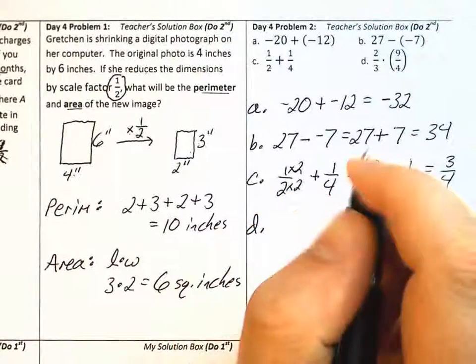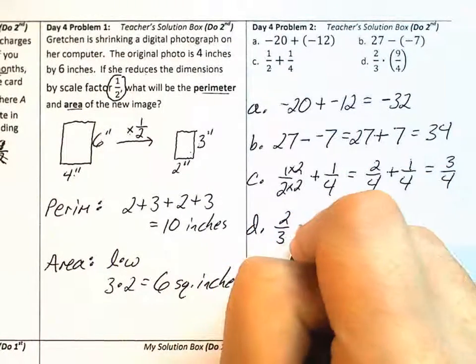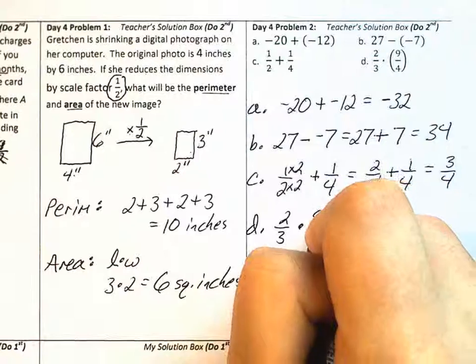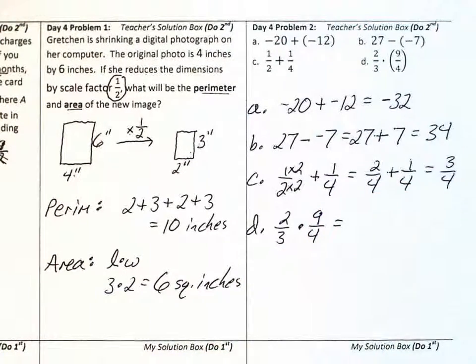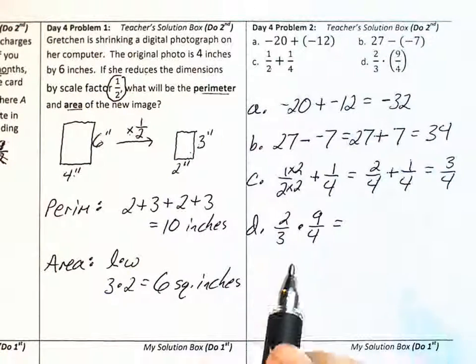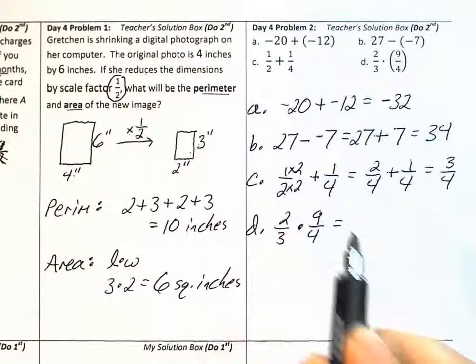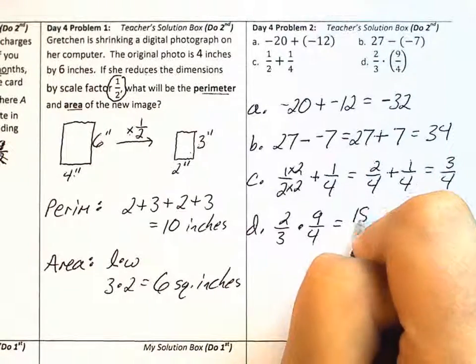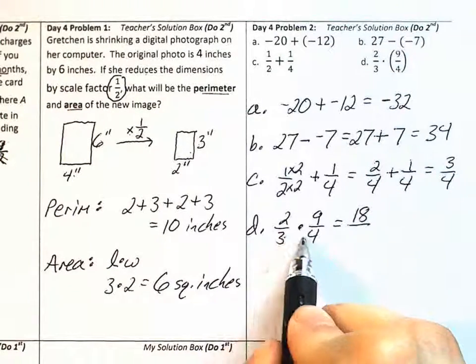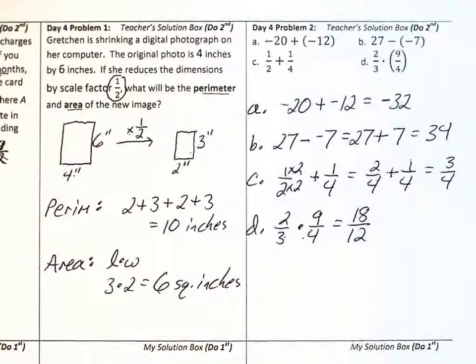Now question D. 2/3 times 9/4. Multiplying fractions, it's not necessary to have common denominators. If you do have the same denominator, that's not a problem. You can still multiply the fractions just fine. But it's not necessary to change them to have common denominators. We just multiply these together. 2 times 9 is 18. 3 times 4 is 12.